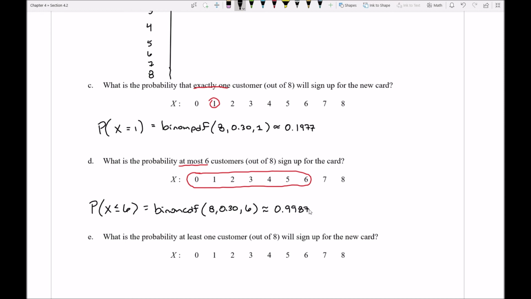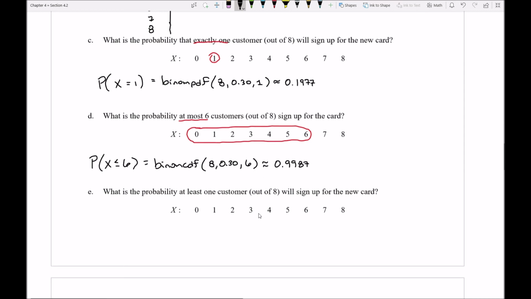Let's take a look at this very last one here in part E. What is the probability that at least one customer, so 1 is the least number that I want? Okay, then that means that I want all of these options. I want to find the probabilities associated with all those x's and add them all together. Now notice again, this is not a value that I can find by using a binom CDF, because CDFs always start by going from 0 and up to some stopping point.